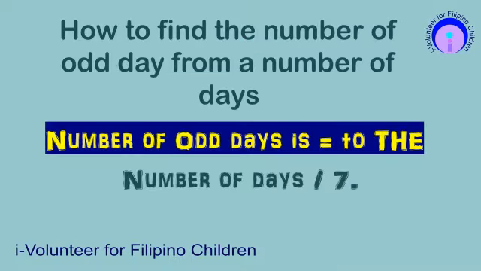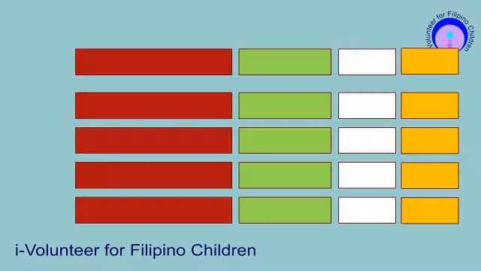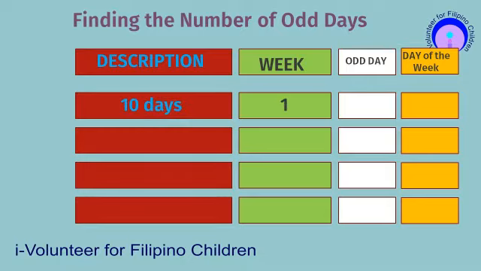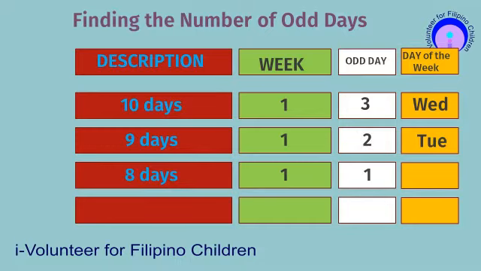To get the number of odd days from a set of days, you have to divide it by 7. Whatever is the remainder, that is the odd number. If the odd day is 0, it's Sunday.